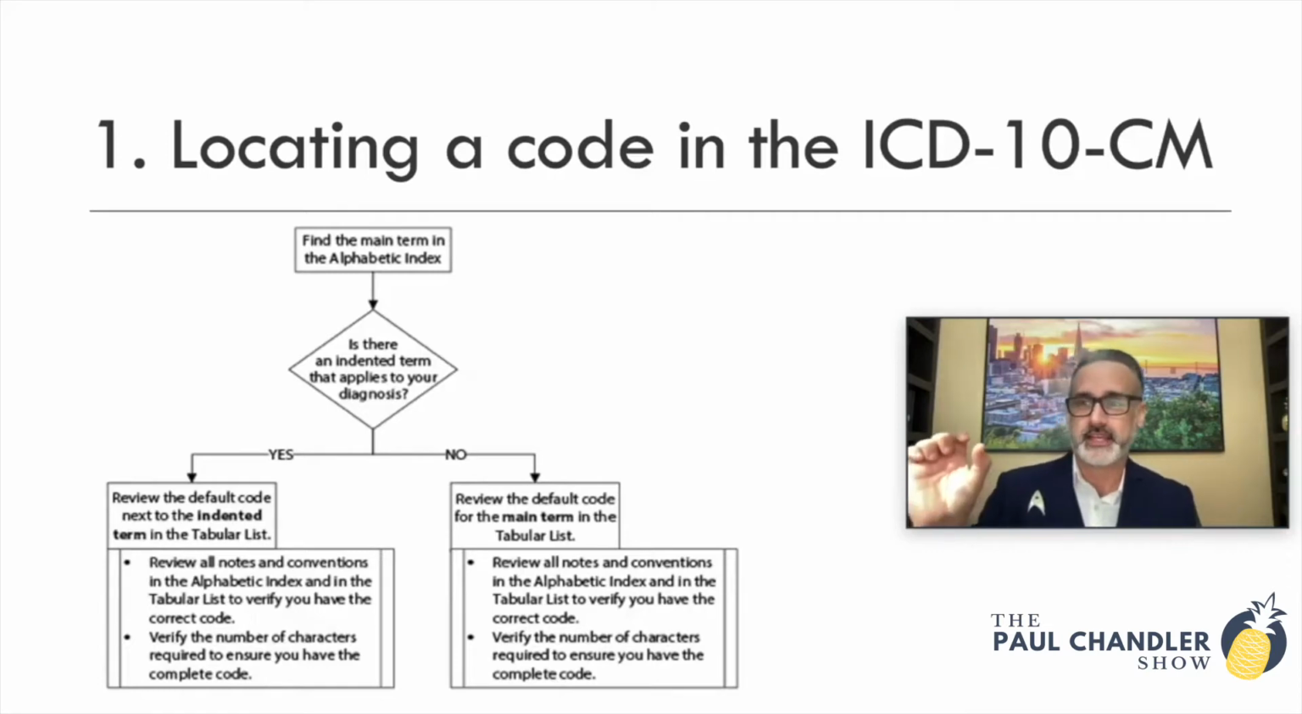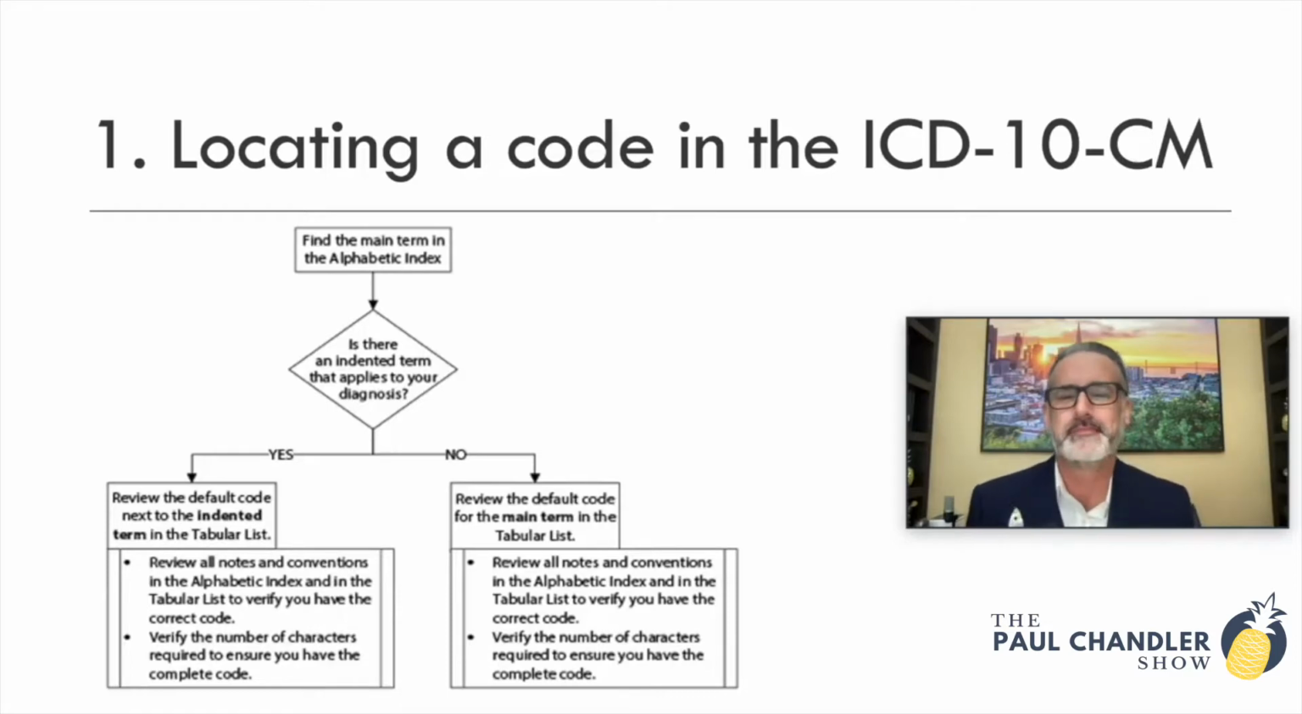Remember that in the back of the book, in the tabular list, we'll have a 4th, a 5th, a 6th, or a 7th in a circle or a box, depending on what type of symbol the publisher uses, letting us know that we need additional characters in that code. So if we see the 4th, 5th, 6th, or 7th in a circle or a box next to the code, we don't stop there. We need additional characters in the code to build it up to the full code description.